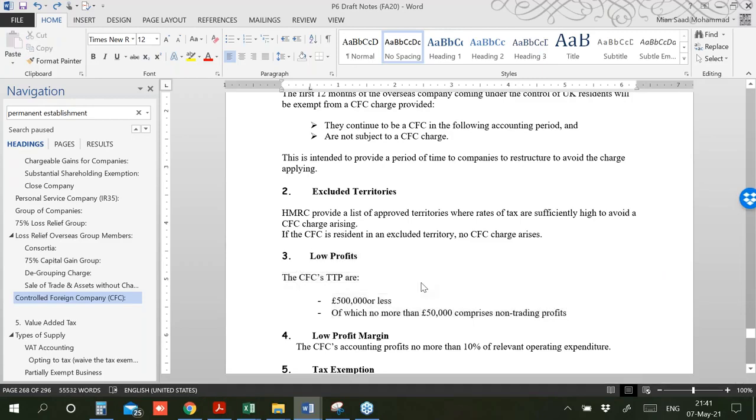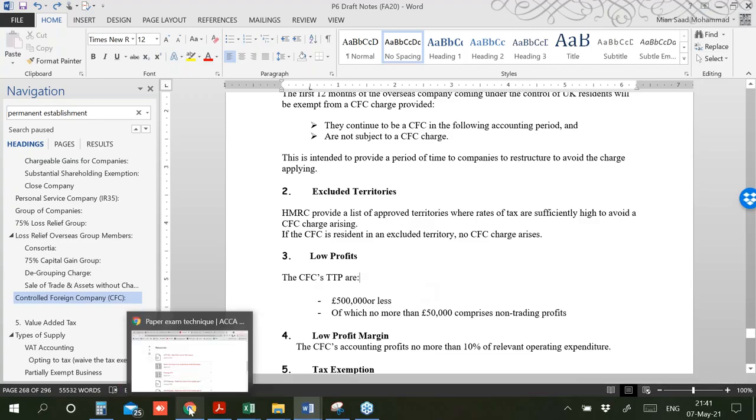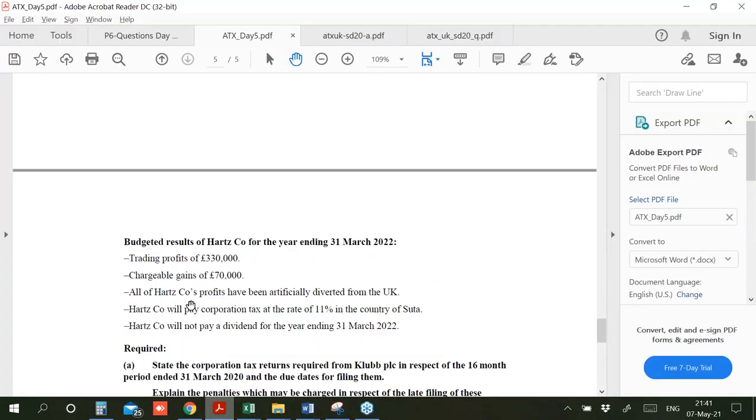The low profit exemption applies if the company regarded as a CFC has total taxable profits of less than 500,000, out of which the non-trading profits should not be more than 50,000. Non-trading profits mean income from other sources should not be more than 50,000. So both conditions need to be met. Let's get back and see what is happening in our question.